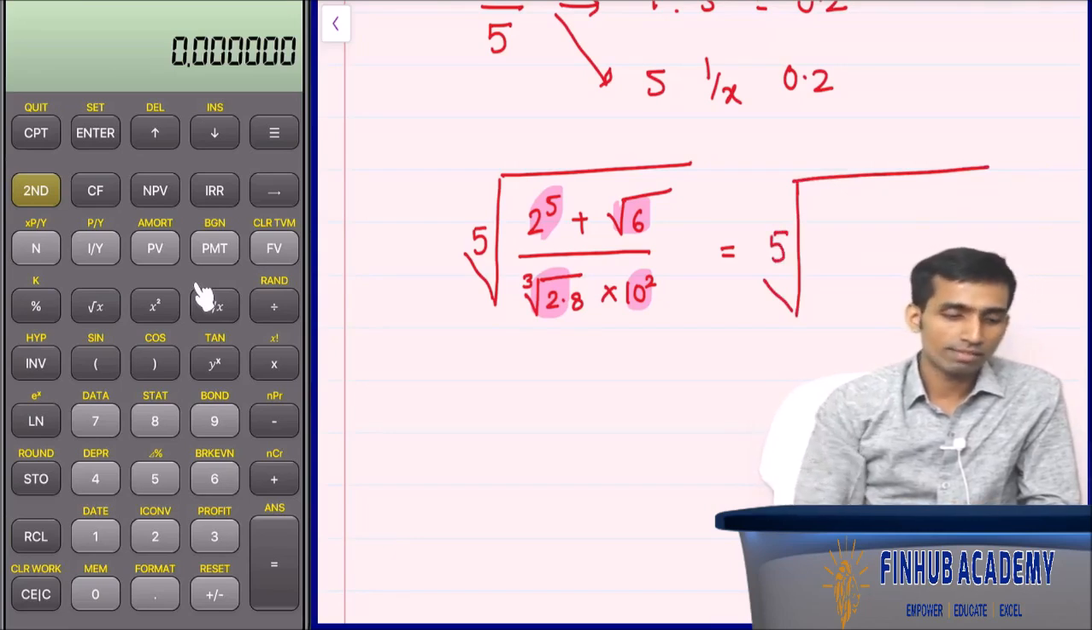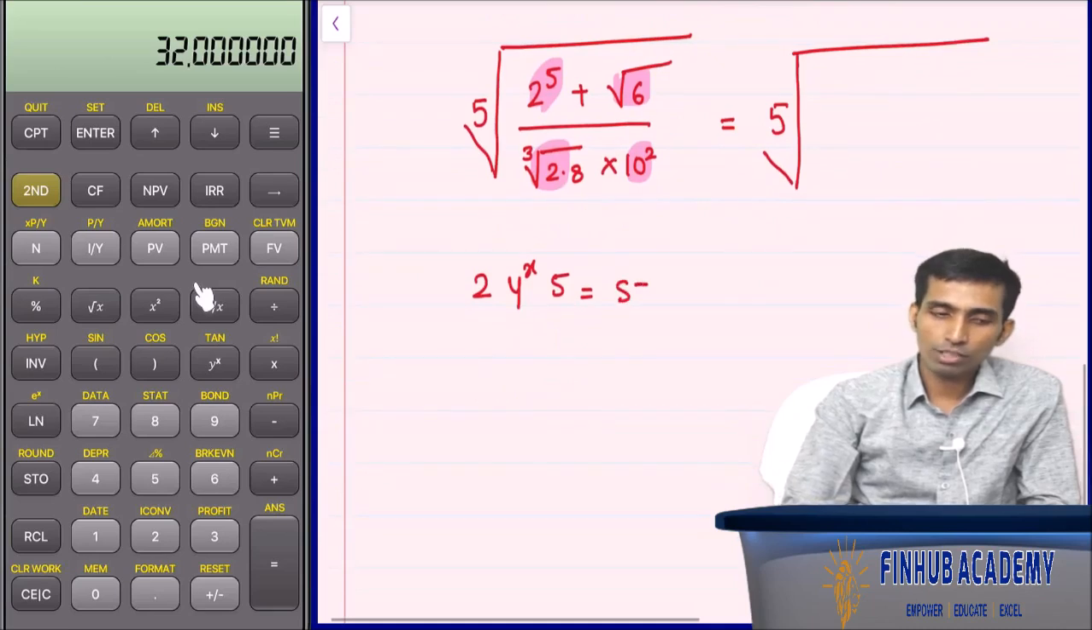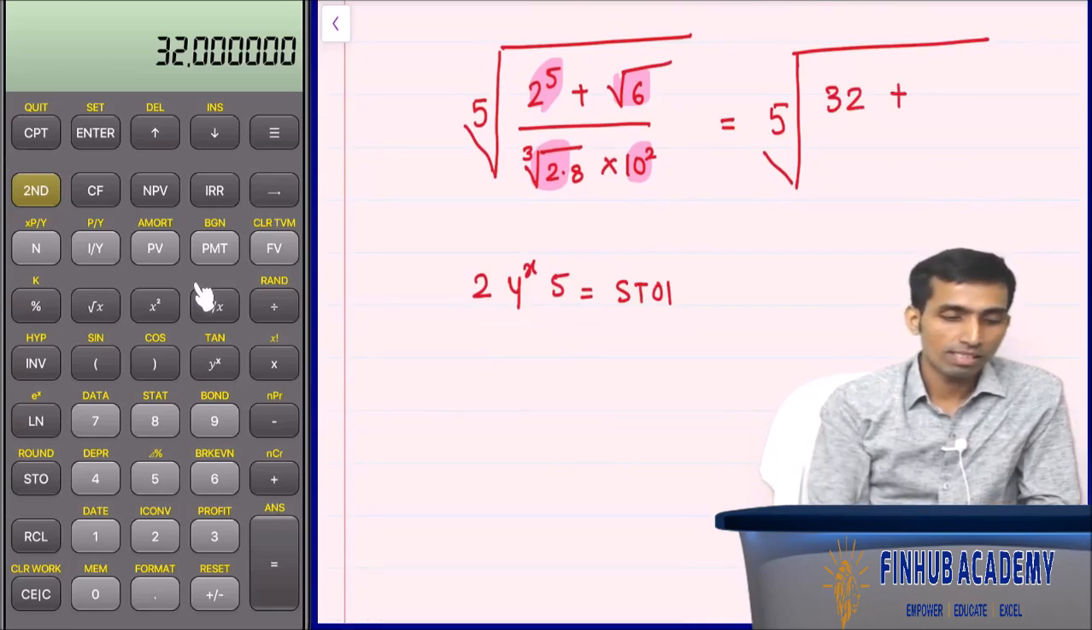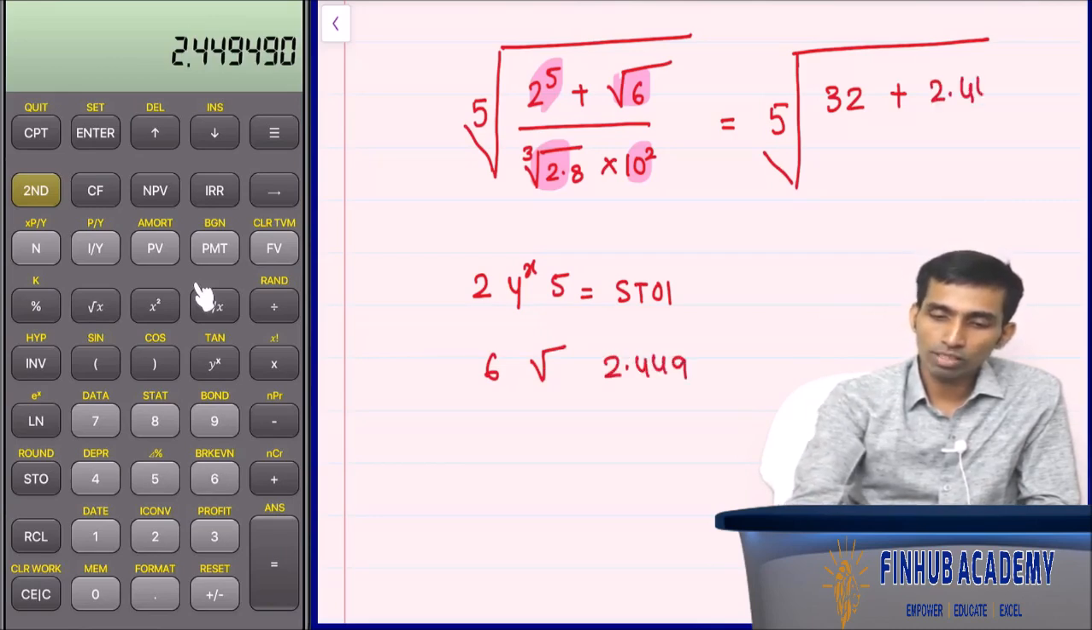So I'll clear my work. I know 2 raised to 5, how can I calculate it? 2, y raised to x, 5, equals. I will press STO1, this is my 32. Then plus 6 and then the square root button. So I am getting 2.449. I will press STO2.